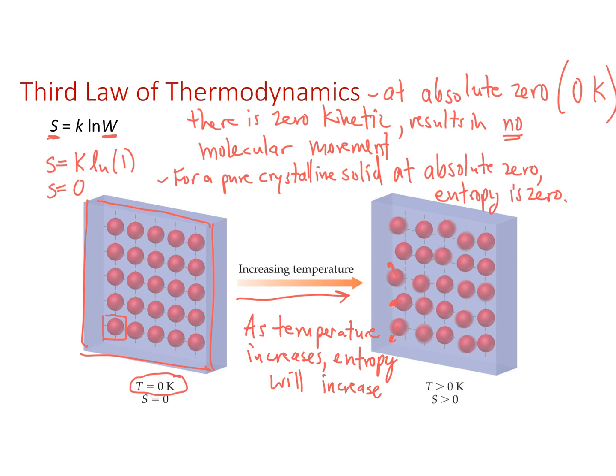Things will start to move around in a couple different directions or back and forth. And as a result, I get more molecular movement, more microstates, more pictures, a greater degree of entropy. So absolute 0 is defined as 0 degrees Kelvin. And at 0 degrees Kelvin, the average kinetic energy is 0. And because there's no kinetic energy, the entropy of that system would also be 0.